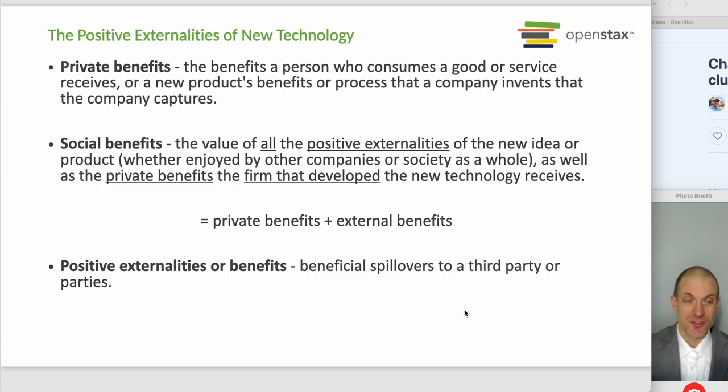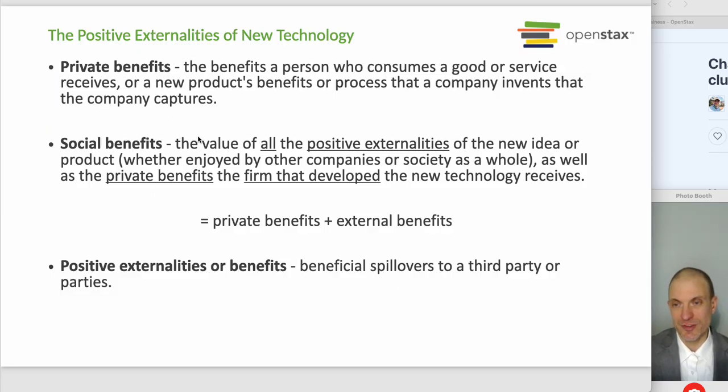All right, so positive externalities and new technology. So we have private benefits. Those are going to be the benefits to private individuals, to our market participants. And then we have external benefits. The external benefits are going to be the spillovers to bystanders. Jointly, the sum of private benefits and external benefits is social benefits.